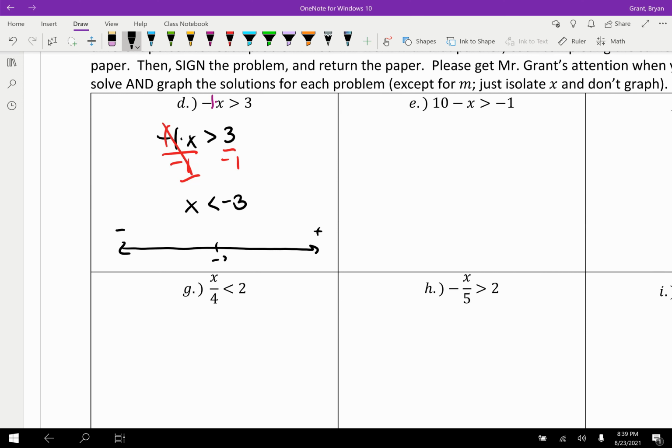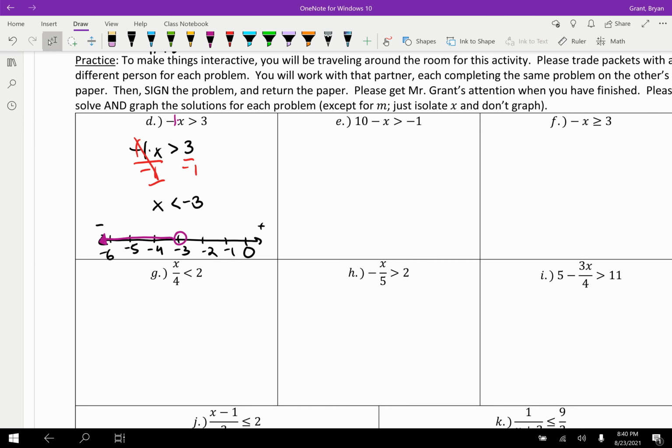Negatives, positives. Here's -3, -4, -5, and -6. And we'll go 3 in this direction as well. -2, -1, and 0. We begin at -3. We are strictly less than -3, which means we go to the left. And we fill that in. Nothing bad at all.